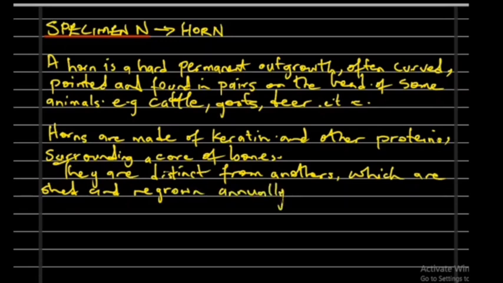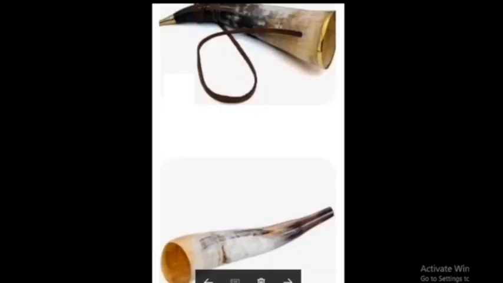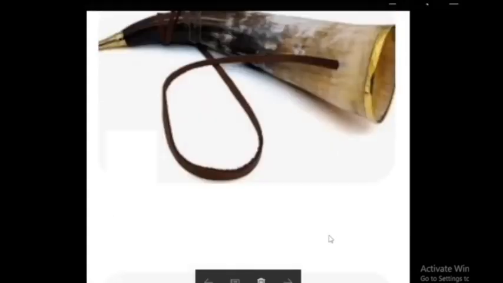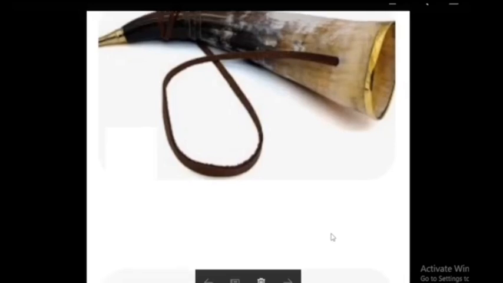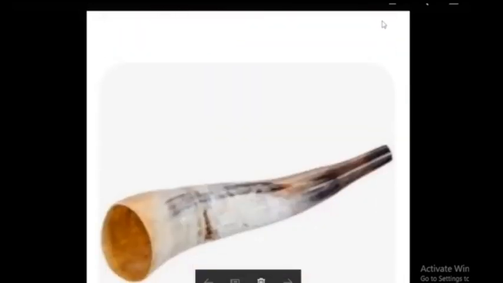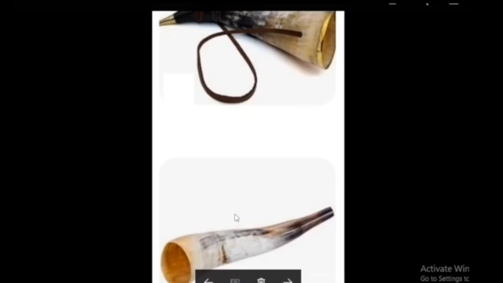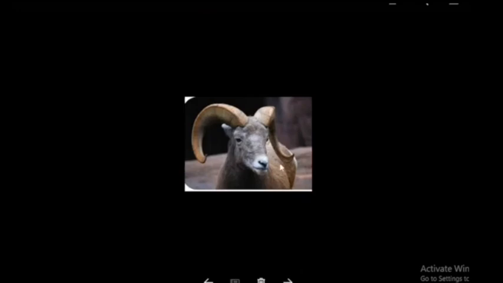So they are often seen on the head of animals. This is what we are talking about here. This is an example of a horn. This picture here is an example of a horn that has been used or processed into a musical instrument. At this part that has been cut, they blow into it and it brings out sound.